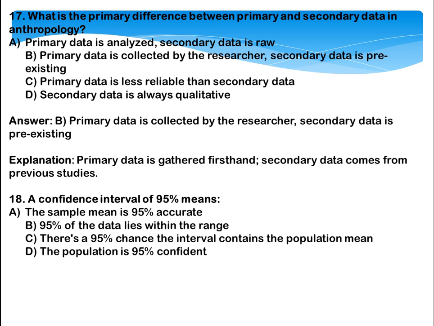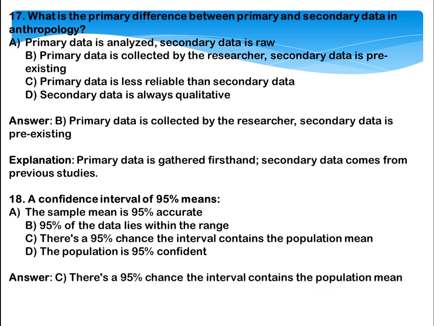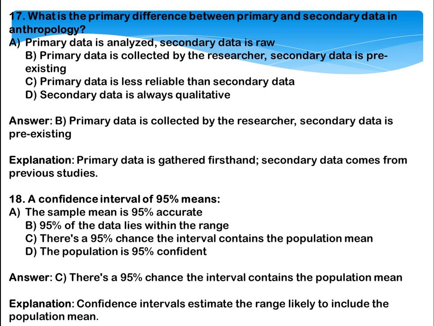18. A confidence interval of 95% means: A. The sample mean is 95% accurate. B. 95% of the data lies within the range. C. There's a 95% chance the interval contains the population mean. D. The population is 95% confident. Answer: C. There's a 95% chance the interval contains the population mean. Explanation: Confidence intervals estimate the range likely to include the population mean.